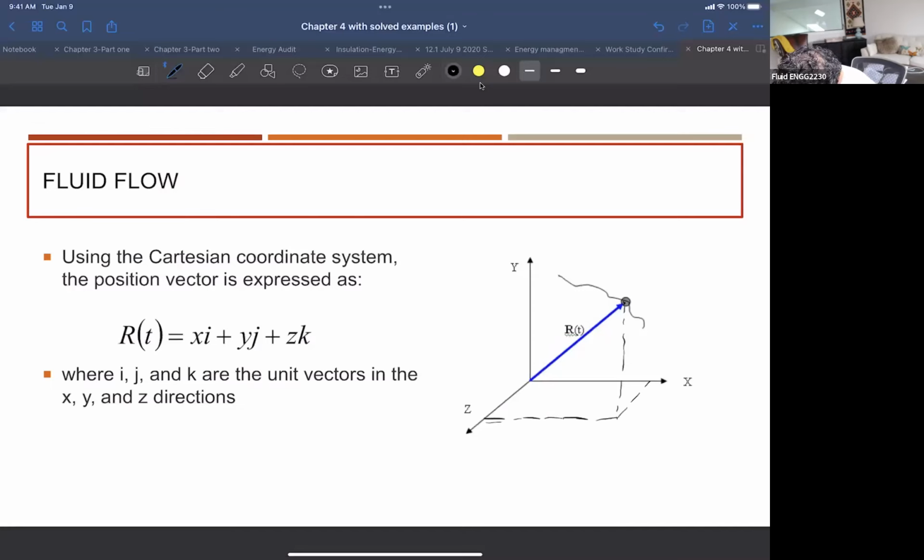Xi, Yj, and Zk are the position vectors of these components. So in this case, we are identifying the location of these points. Of course, if I need to find the velocity, in this case, the velocity will be basically the derivative of this position vector with respect to time.